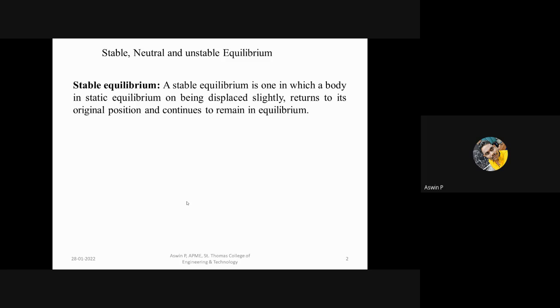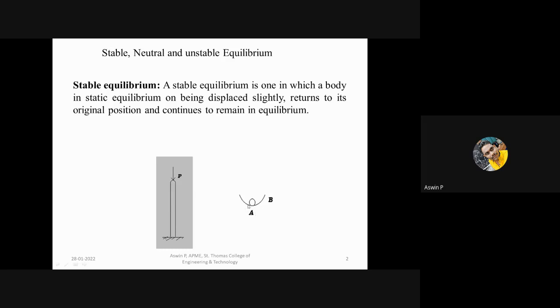A stable equilibrium is one in which a body in static equilibrium, on being displaced slightly, returns to its original position. That is, when we apply a force, the body undergoes a deformation, and when we remove the force, the body regains its original position. I can show you a figure. When we give a force P to the column, it displaces slightly. But when the compressive load P is removed, the column returns to its original position. This is an example of stable equilibrium.